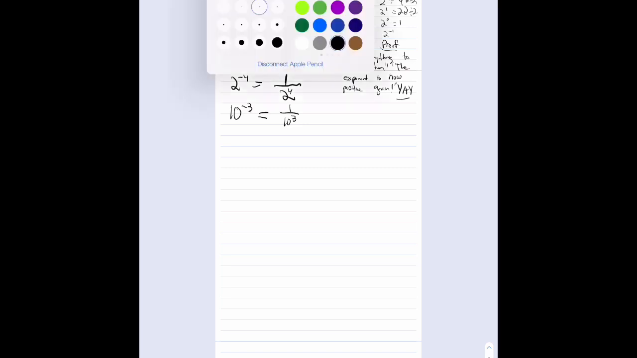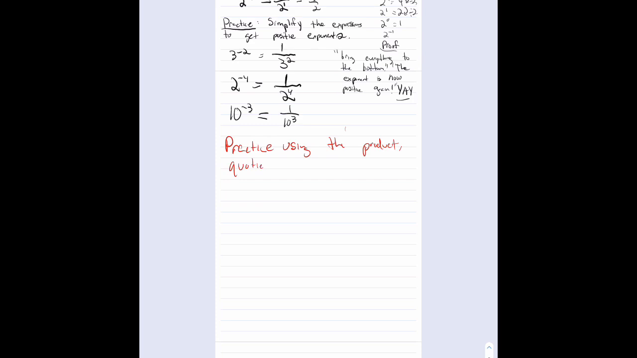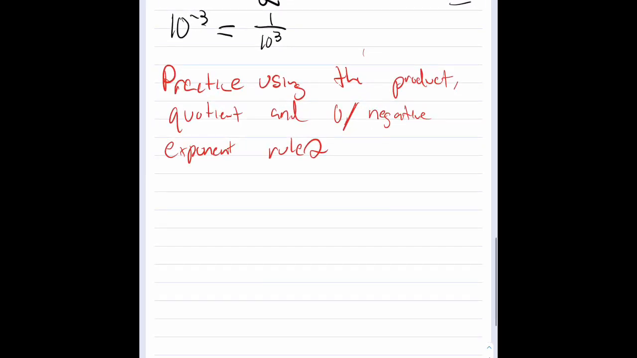So you are going to practice using the product rule, product, quotient, and 0/negative exponent rules. This is 4 rules with exponents, and exponents are definitely tricky as it is. So let's definitely take some time with this.